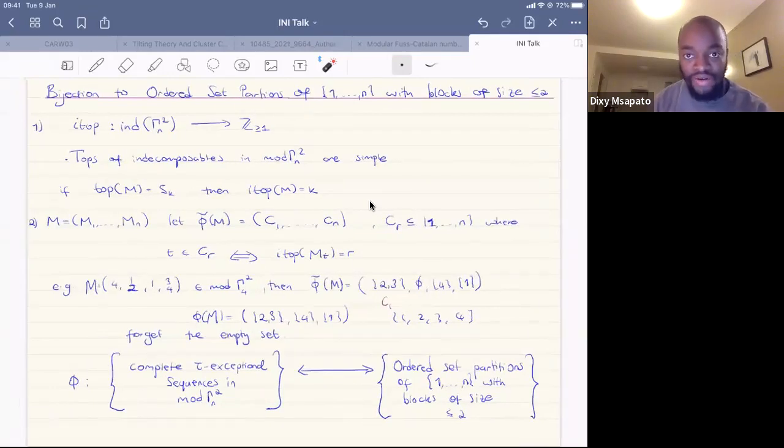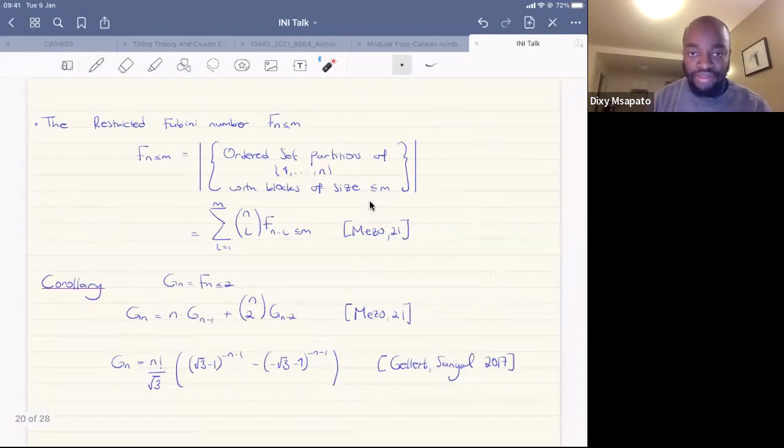Now, ordered set partitions are well studied by combinatorialists, and ordered set partitions with blocks of restricted size are also studied, and they're called restricted Fubini numbers. So the restricted Fubini number, written F_{n, ≤m}, counts the number of ordered set partitions on the set 1 to n with blocks of size at most m. And a result by Mező gives us a recurrence for restricted Fubini numbers, which says that F_{n, ≤m} is equal to the sum over l from 1 to m of n choose l times F_{n-l, ≤m}. And by the previous bijection, we're in the case of m equal to 2.